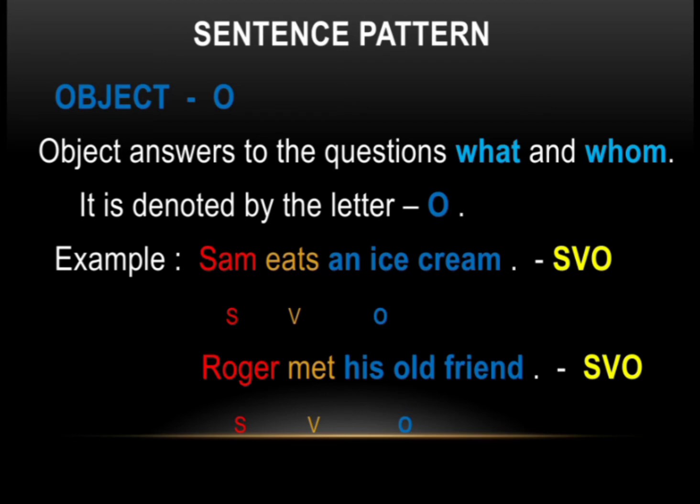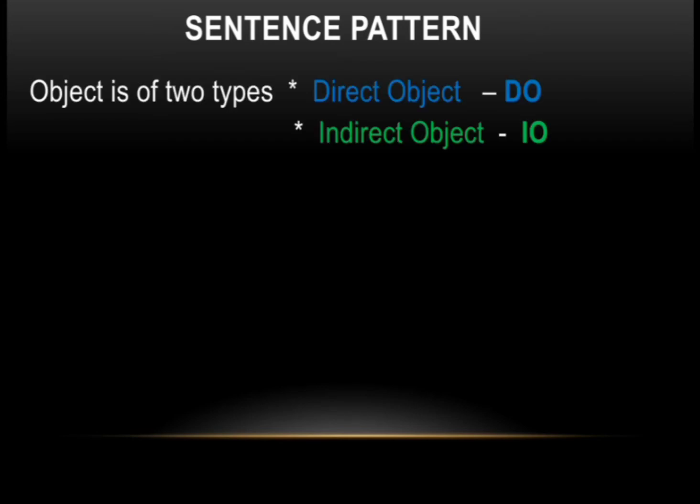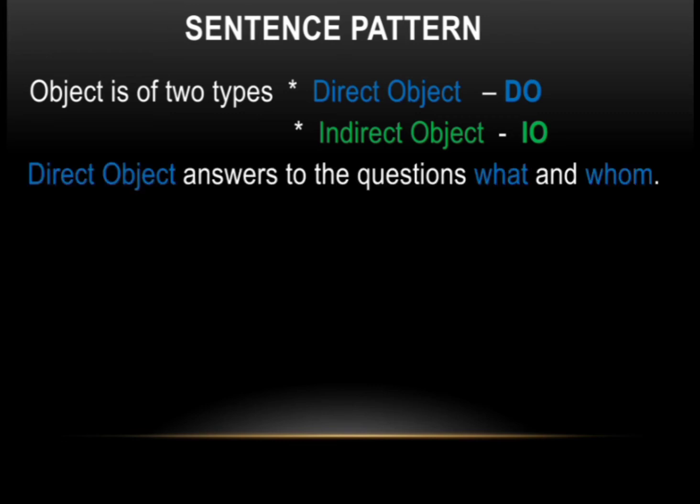A few sentences may have two objects. In that case, the object is identified as the direct object and the indirect object. So, object is of two types. One is the direct object and the other one is the indirect object.